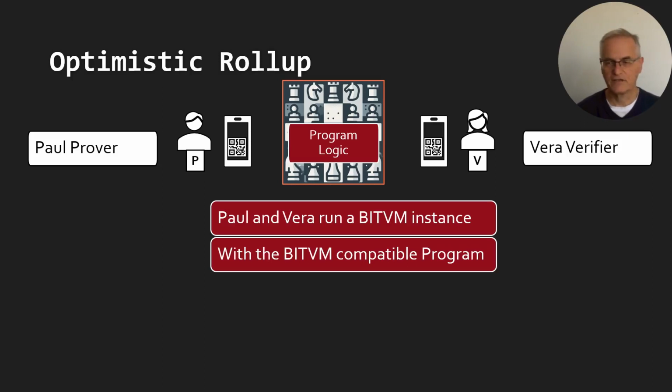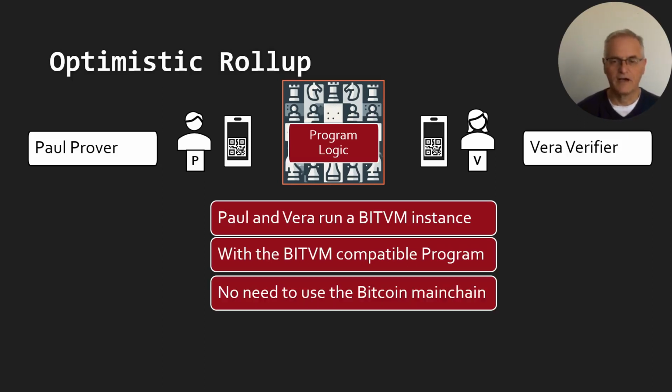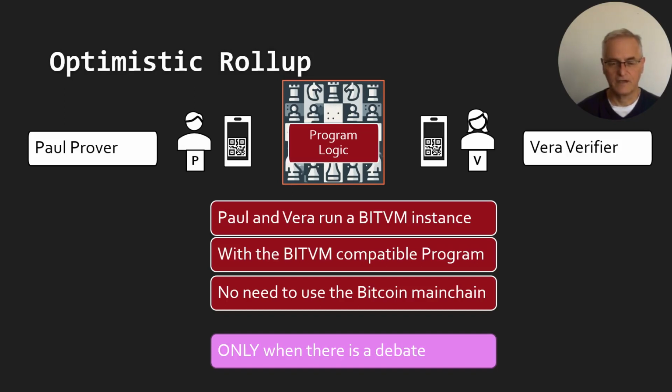So in this case it can be a chess game. There's no need to use the Bitcoin blockchain because everything can be offline. They run the same instance. The only time that we have a debate is where Paul and Vera don't agree on the outcome. So Vera can start to verify. How does that look?